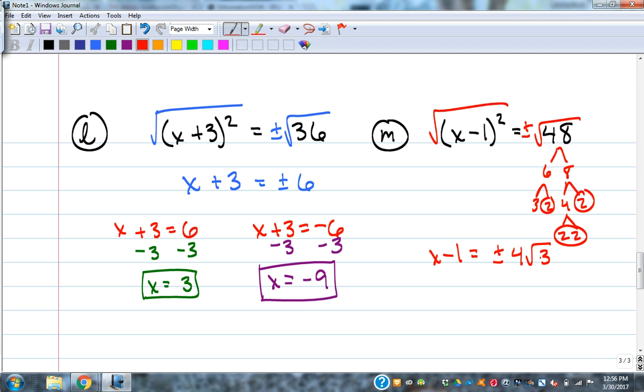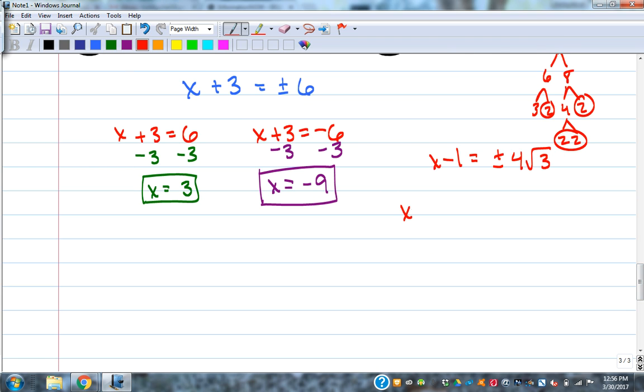Good job. So that sets up how many equations? 2. x minus 1 equals 4 radical 3, and then x minus 1 equals negative 4 radical 3. We got these two equations. One's positive 4 radical 3, one's equal to negative 4 radical 3. We're going to get x by itself. So you're going to add 1 for both problems.